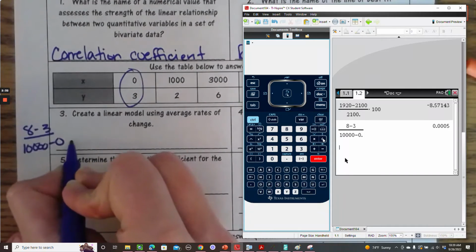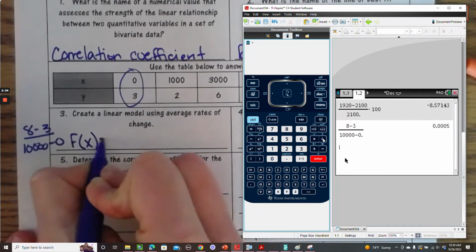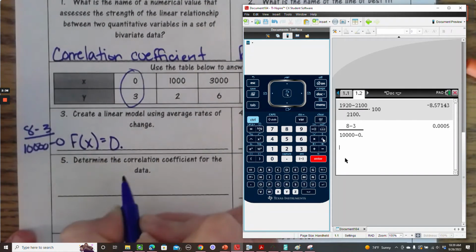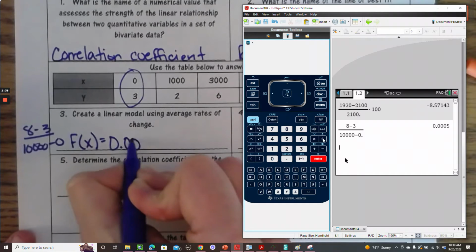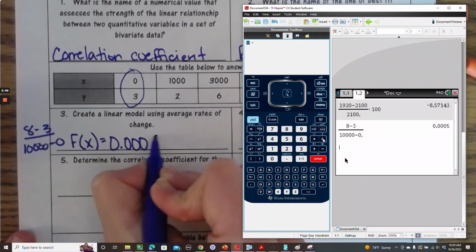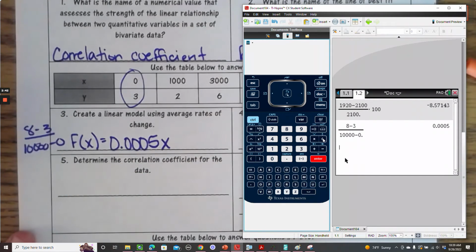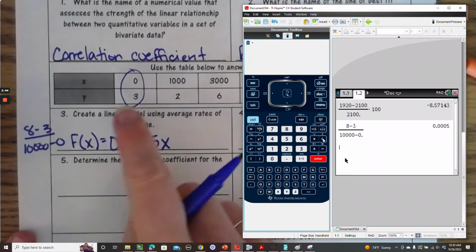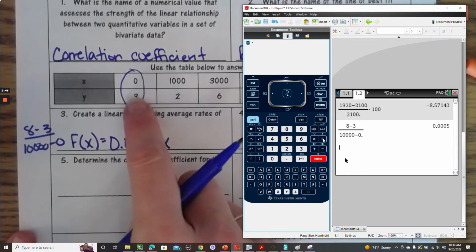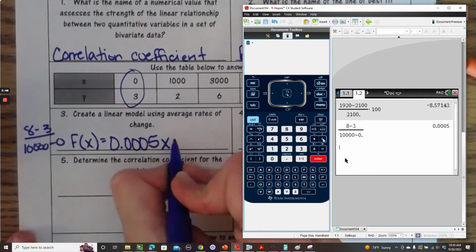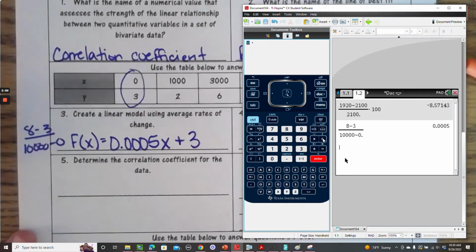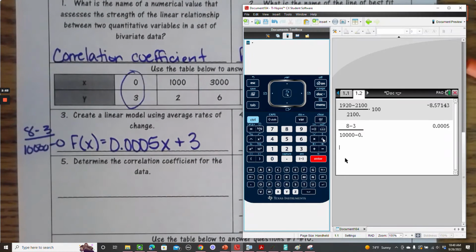Okay, I'm going to write it bigger. So f of x equals 0.000, 1, 2, 3 zeros, and then a 5. And then you tack the x onto the end. Your y-intercept, where x is 0, this number right here, that's your y-intercept. Okay?